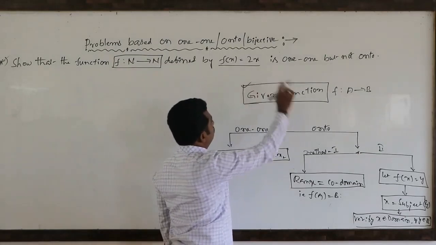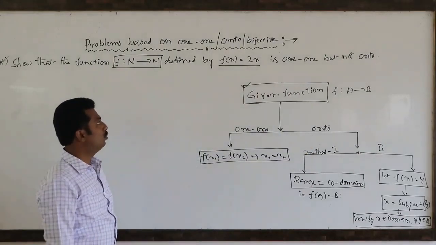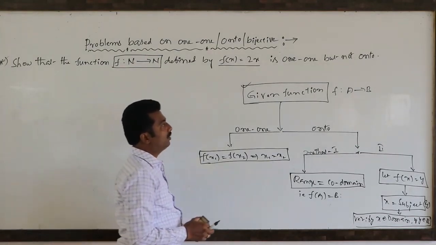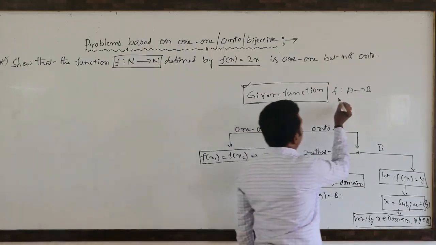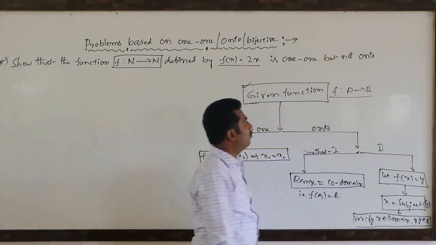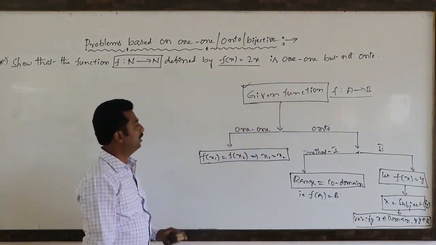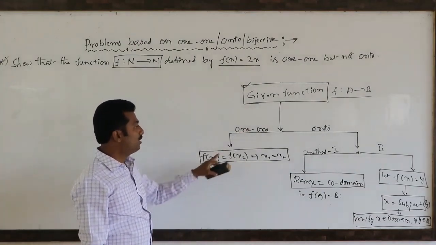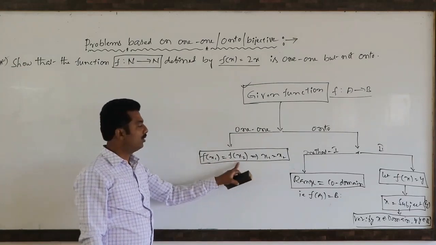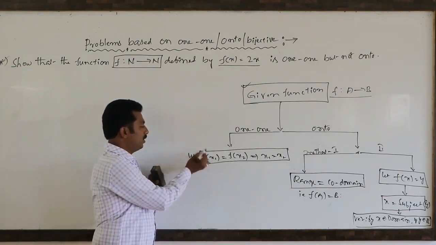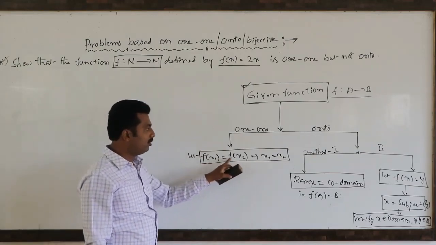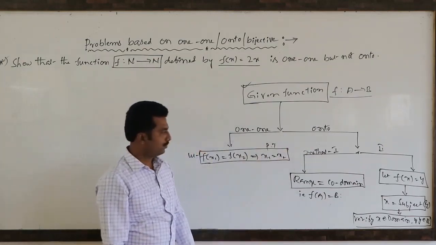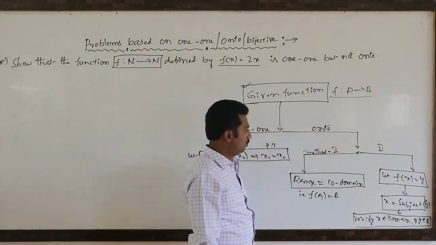First of all, this is the algorithm we have to follow to verify whether a function is 1-1 or not. Suppose the given function is defined as f maps A to B. To verify this function is 1-1, it is enough to prove that f of x1 equal to f of x2. This is our assumption. If we assume f of x1 equal to f of x2, we have to prove that x1 equal to x2.